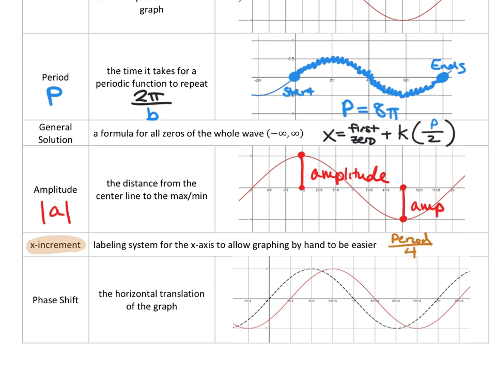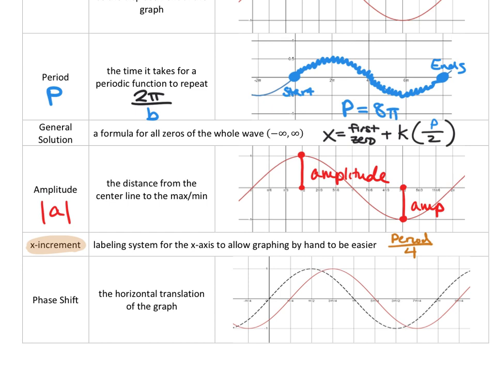It's not going to make sense why we need that until we start graphing functions themselves, but the x increment, 100% you need anytime I ask you to hand graph a sine or cosine function. Even if it doesn't ask for it, you find it. So maybe put a little star next to this. It's super important. You need that.